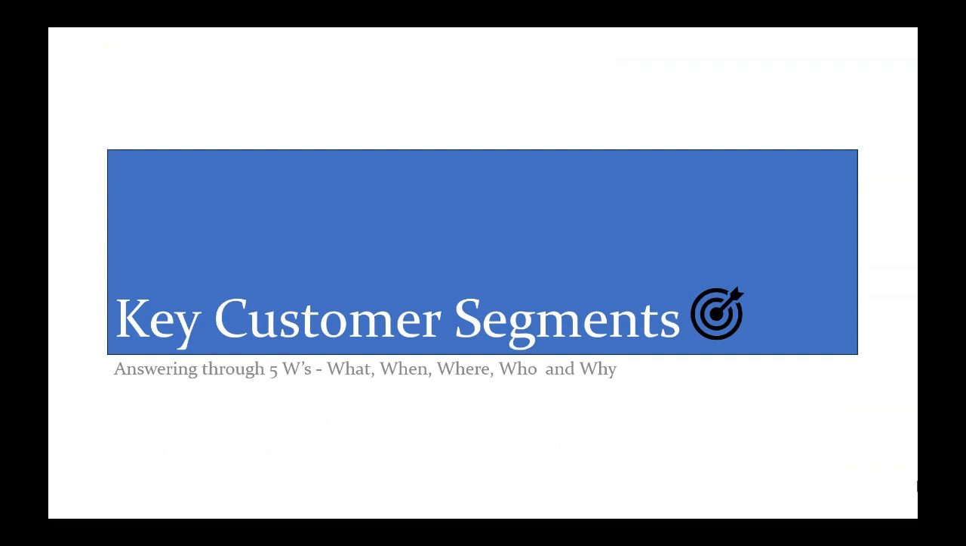Furthermore, now that we are all aware of the patterns, behaviors, preferences, and our key metric, we can identify our key customer segments, that is, whom we need to target. For that, I have used the 5 Ws, which are what, when, where, who, and why. And through them, I have identified our key customer segments.